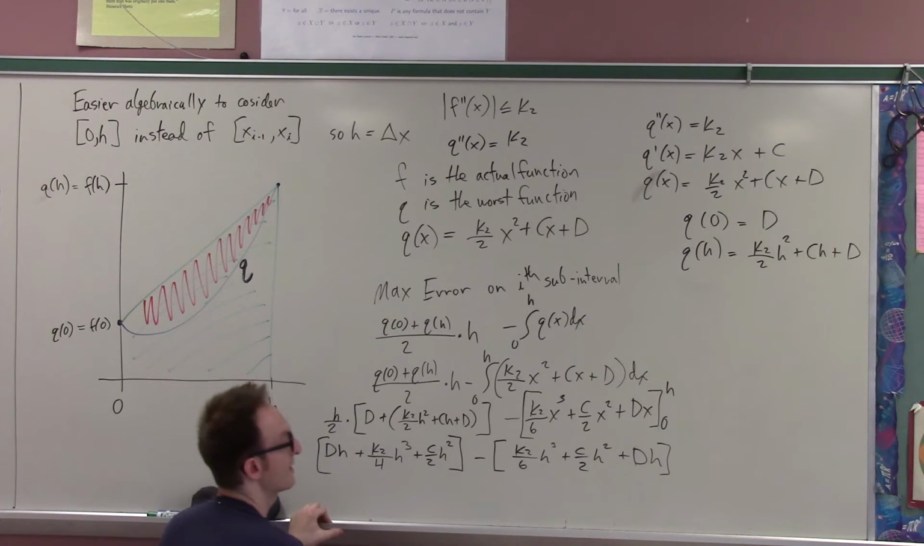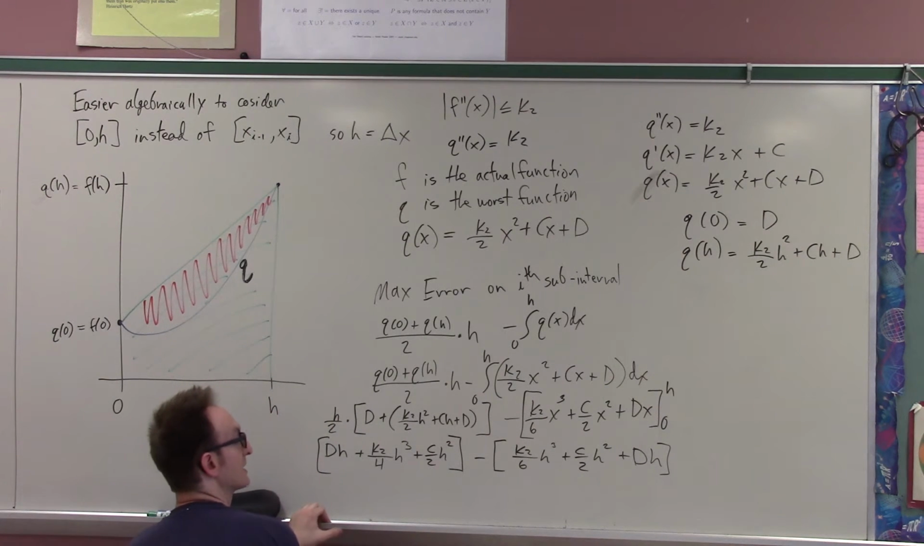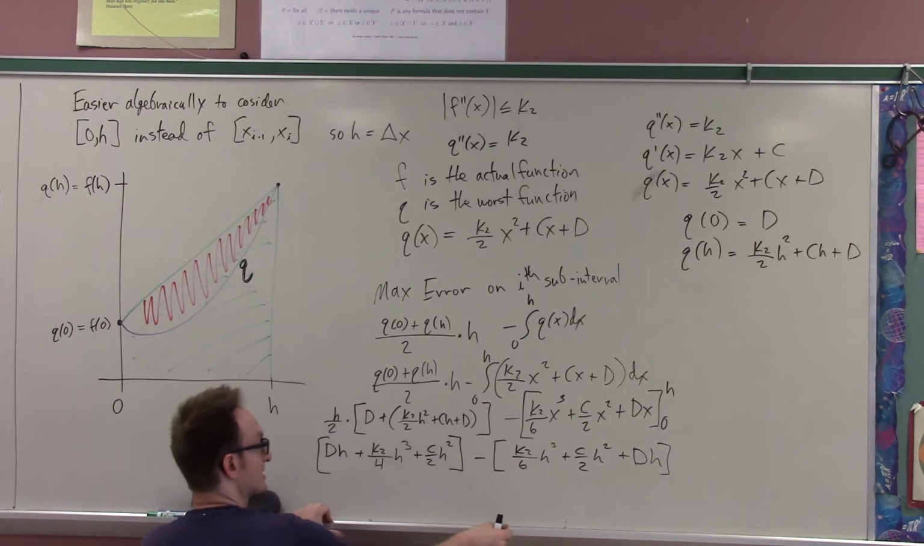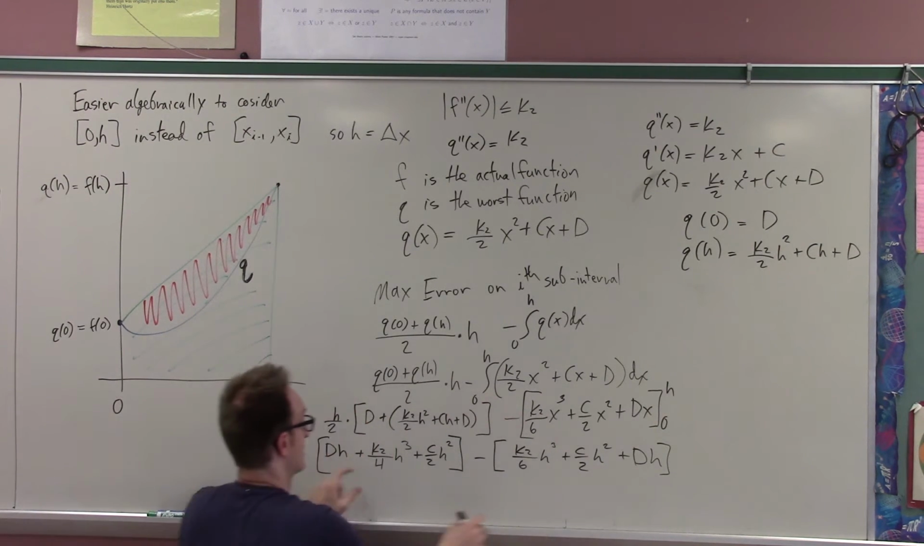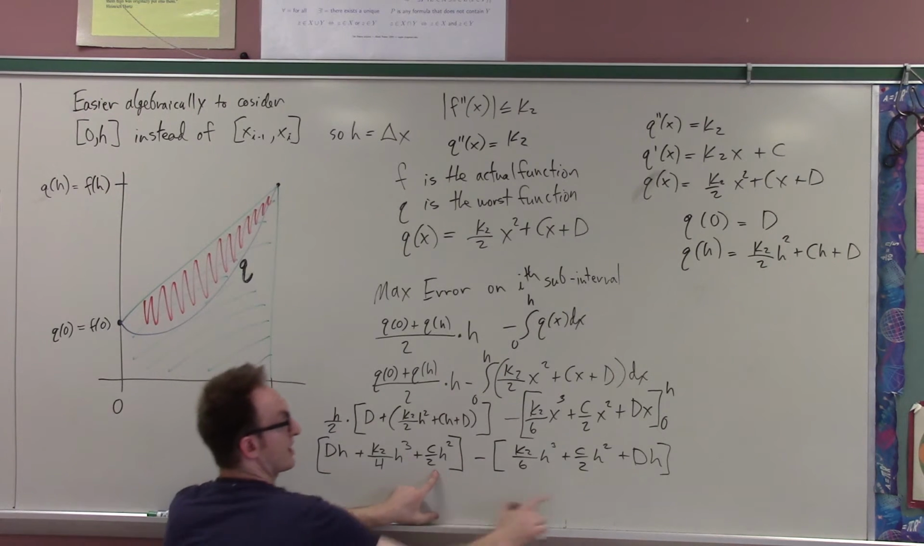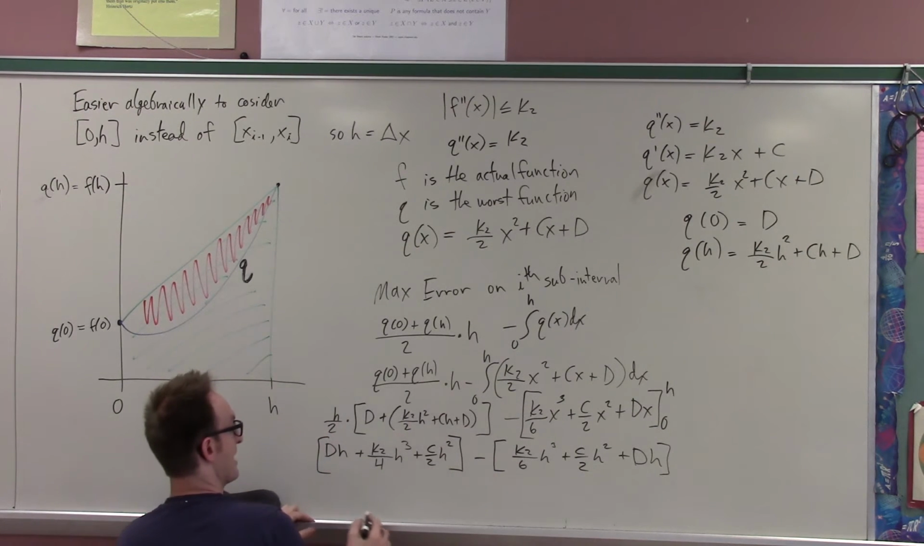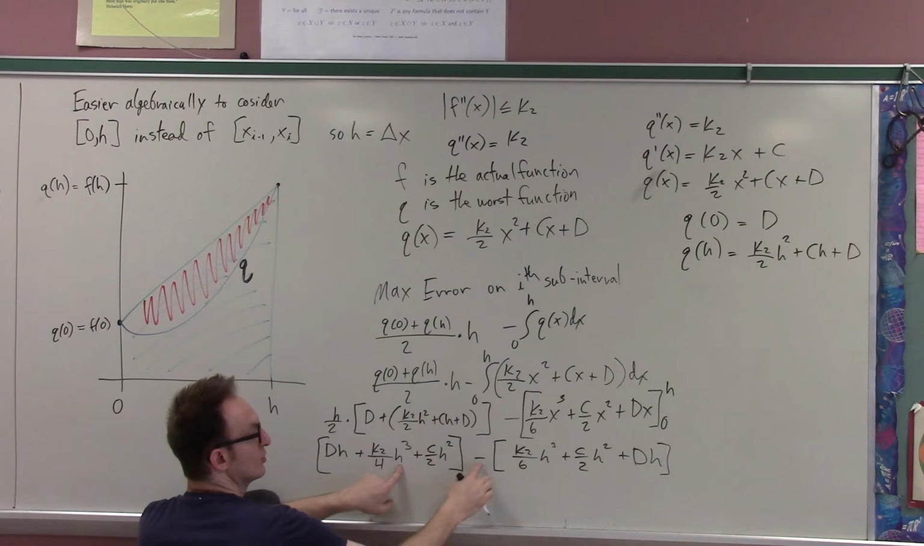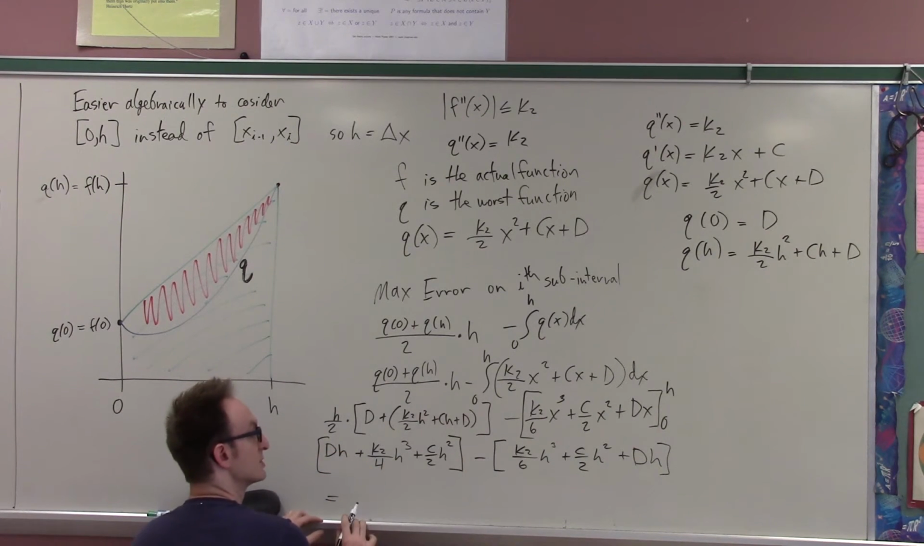Hopefully a lot of things combine nicely. In fact, a lot of things are just going to cancel, right? This dh cancels with this dh. This c over 2 h squared cancels with this c over 2 h squared. And my final answer is just K2 over 4 h cubed minus K2 over 6 h cubed. So what is a 4th minus a 6th?